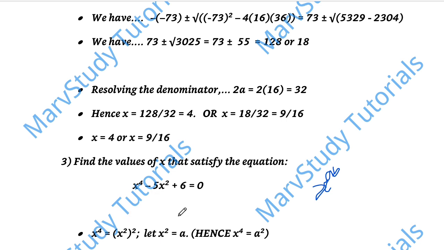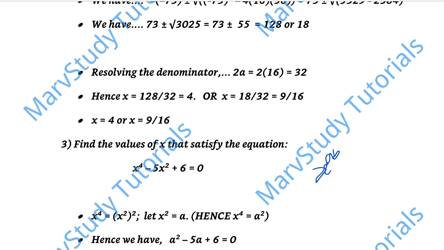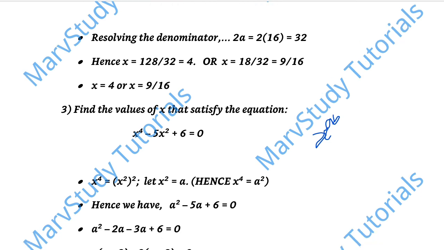So we could bring up a substitution and say, let x squared be equal to a. Then we can write a squared, because x squared squared gives us x raised to the power 4, and negative 5x squared, and x squared is a. So we have a squared minus 5a plus 6 equal to 0. So this equation, we could solve it. We may not even need the quadratic formula.